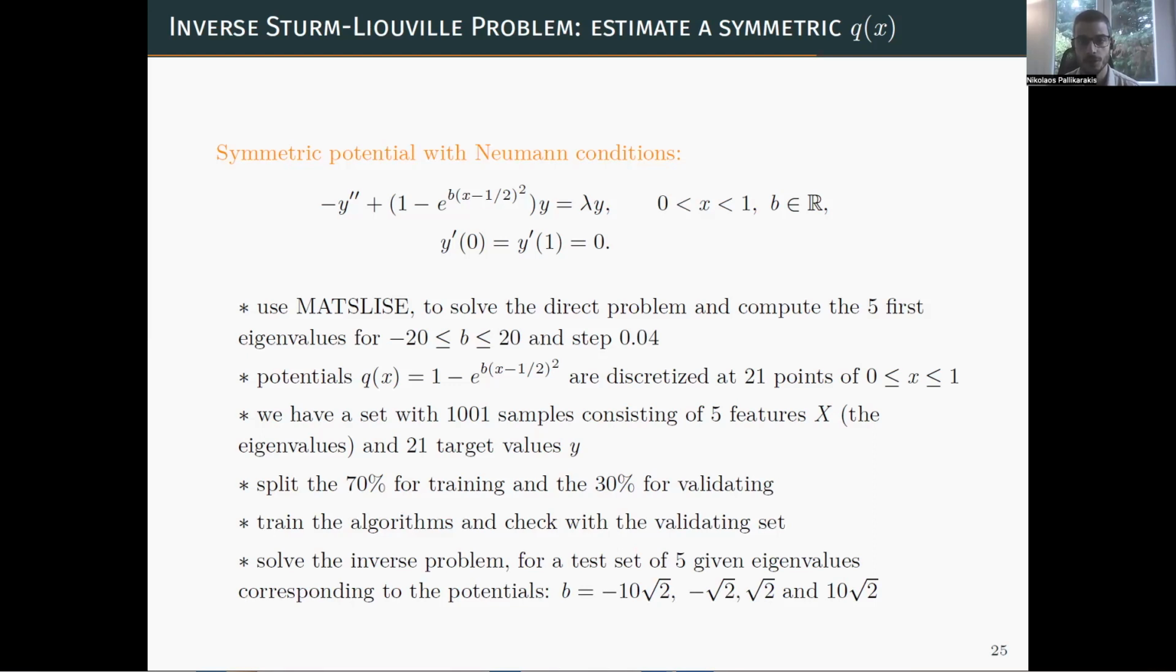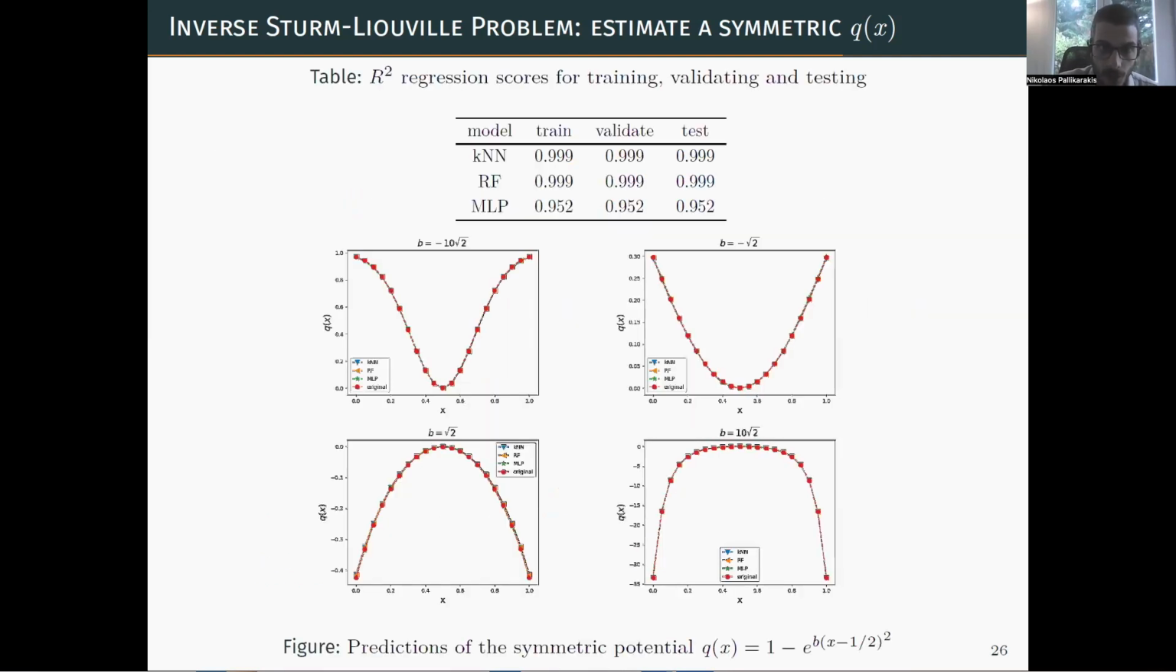And additionally to that, we also created 4 examples for 4 different values of B, which are not included in the training set. So these are completely unknown to the algorithm, let's say. And we tested these 4 potentials and solved the inverse problem for these 4 potentials to see the results. And we have the following.